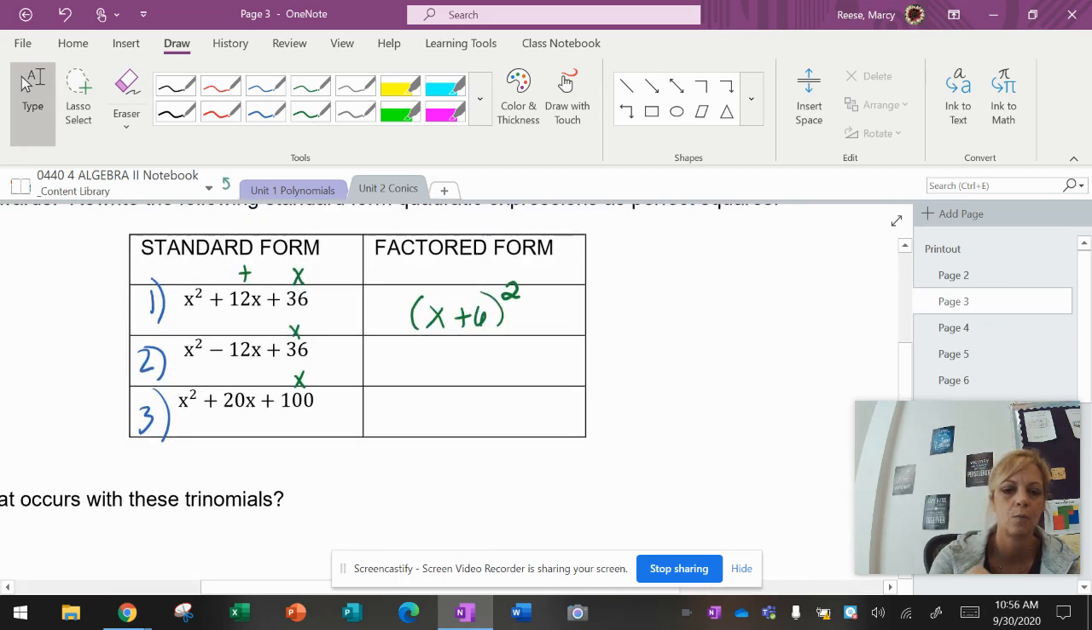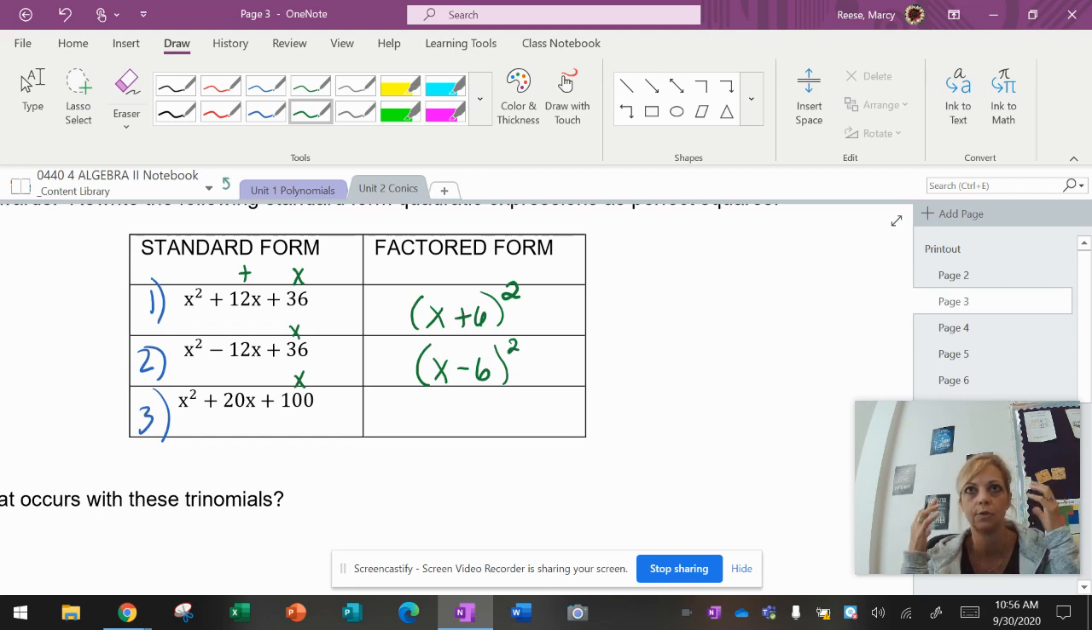For the second one, again we've got a 36, but we've got a negative 12. So you're going to take x minus 6 times x minus 6, because the two negative 6's multiply to be a positive 36 and add to be a negative 12. Last one, you do. It multiplies to be 100 and also adds to be 20. Same number. And I bet you have it. X plus 10. Yeah. Okay.